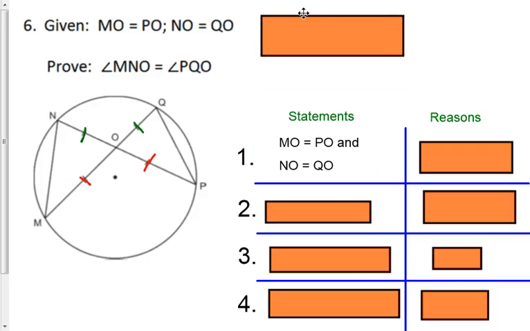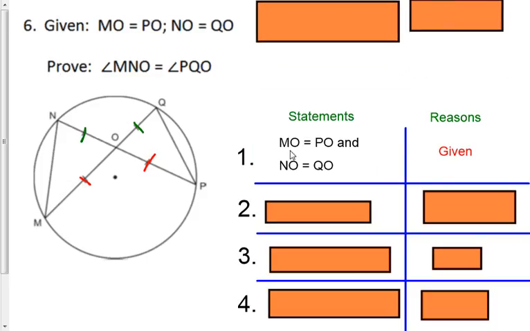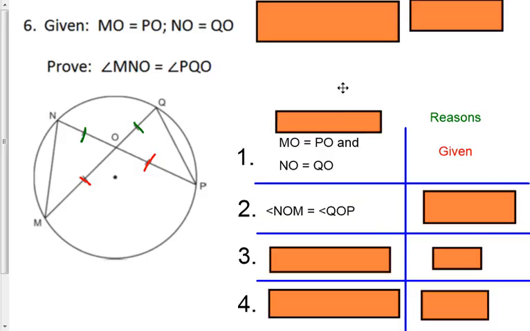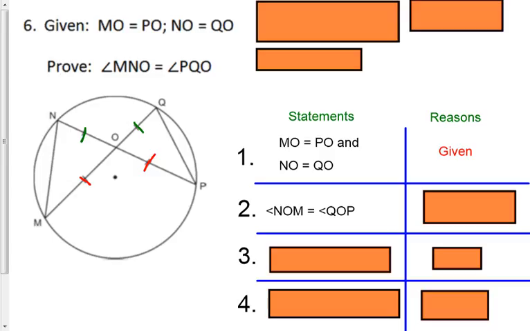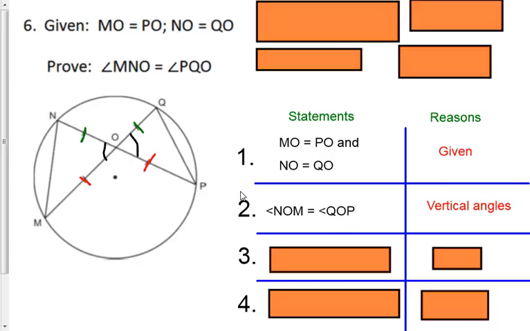So, very first statement is always your given information. MO equals PO and NO equals QO, and that's given. Our second statement that we can say, for sure, I'm going to use black, NOM, this angle, equals QOP, this angle. Why do we know that this angle has to be as big as this angle? Well, we have two crisscrossing lines here. This angle is across from this angle, so they're vertical angles. Because these are vertical angles, we know that these are exactly as big as each other.